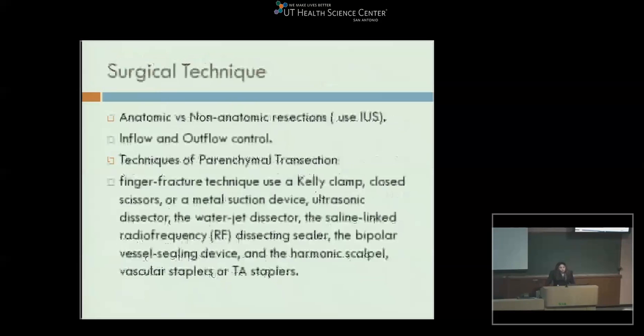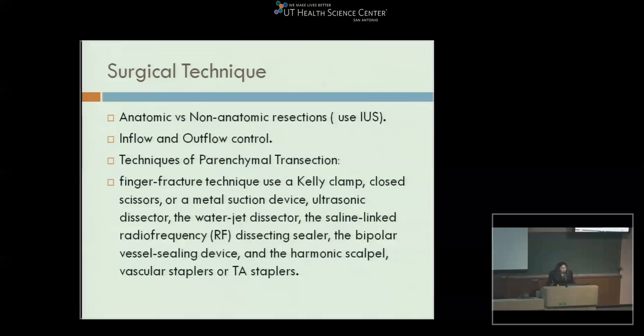There are different ways you can do it. You can do anatomic resections or non-anatomic resections. Especially in the non-anatomic resections, the intraoperative ultrasound is especially important because it keeps you away from big structures that can get you in trouble. In the case of doing an anatomic resection, inflow and outflow control are key.